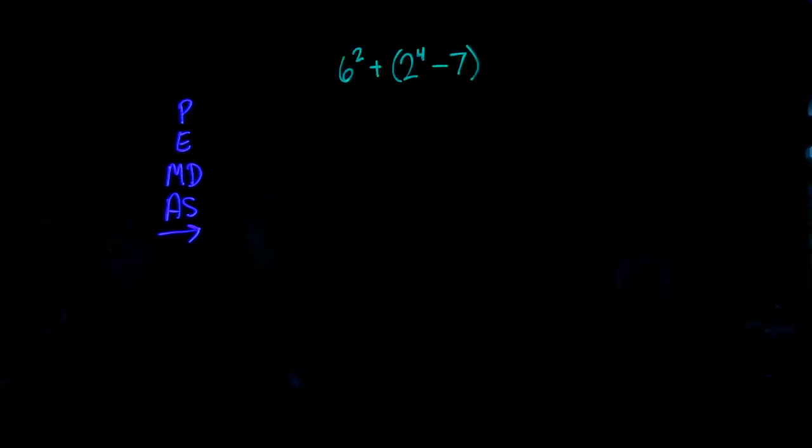Our next problem, we have 6 squared plus 2 to the 4th power minus 7. Okay, do we have parentheses? We do. Every single one of these problems seems to have parentheses. There's 2 steps in here, so we have to follow the order of operations. Are we going to take care of that exponent first or subtraction? Exponent comes before subtraction in the order of operations. So we're going to do 2 to the 4th power, which is 2 times 2 times 2 times 2.